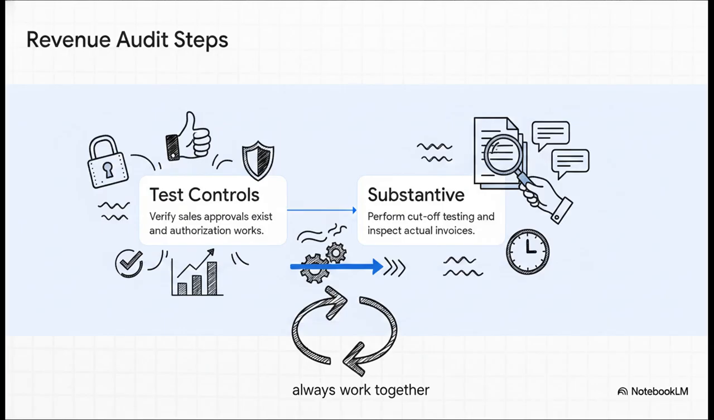Now, even if those controls pass with flying colors, the auditor doesn't just pack up and go home. No way. Step 2, they perform substantive testing. They still conduct revenue cutoff testing, inspect invoices, and confirm with customers. So the key takeaway here is that auditors rarely eliminate substantive procedures completely, even when controls are incredibly strong. The two steps always work in tandem to provide sufficient evidence.